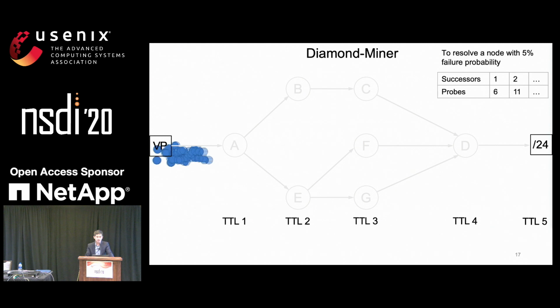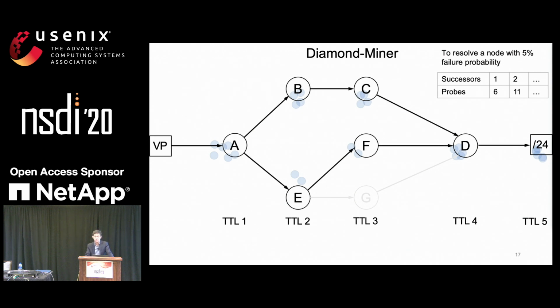So first, Diamond Miner, instead of proceeding TTL per TTL, will send all the probes at once. So it's important to realize that all of these probes are now sent concurrently. And 6 different destinations in the /24 are sent, which correspond to the minimum number of probes to reach a failure probability of 5% that a node has only one successor. So here, we see that we have discovered all of the IP interfaces except G. And in terms of successors, we have discovered that A has 2 successors, and all of the others at the moment have only 1 successor. So this first step is called the first round of probing.